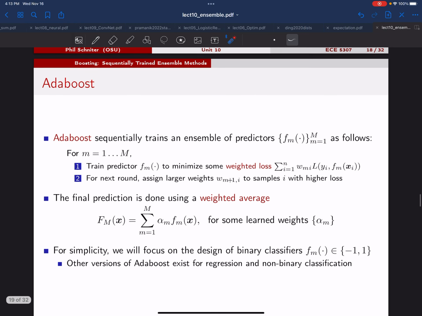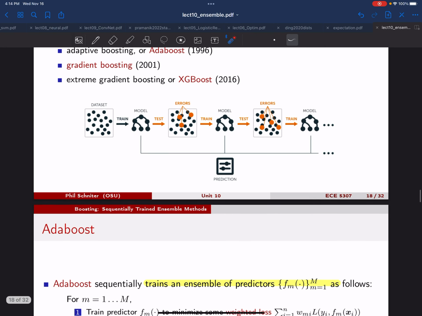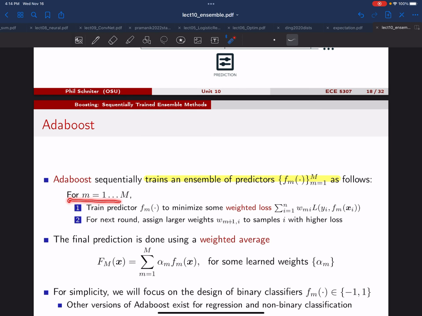Okay, so we're going to start with the simplest one, which is AdaBoost, and this will set up some of our notation and some of the basic concepts. So for AdaBoost, our objective is to train an ensemble of predictors. These predictors are going to be called f_m, where little m is going to go from 1 to big M. And these predictors here are like these guys. We want to train those things. And we're going to use a for loop. And so first, for a given value of m, we're going to train this predictor f_m to minimize some weighted loss. So this part is something that we're familiar with.